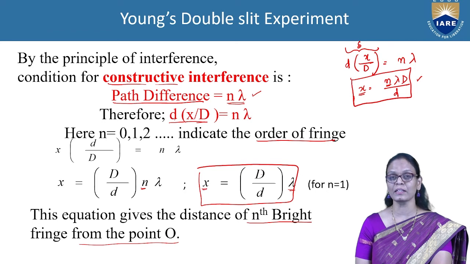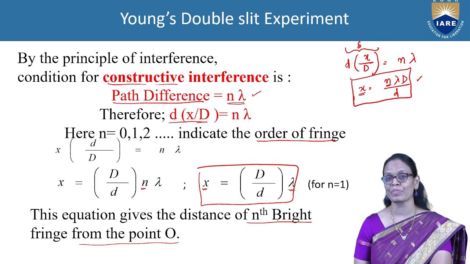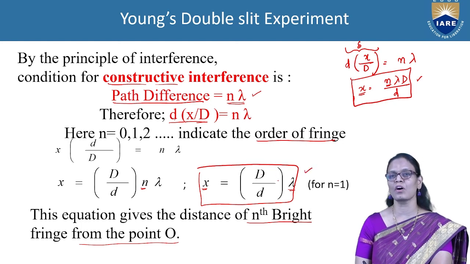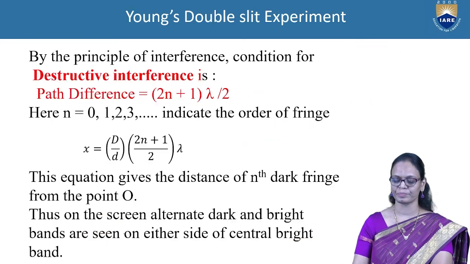Now this equation gives the distance of the nth bright fringe from the central point O. So what is X here? It is the distance of the nth bright fringe. Here if I am talking n is equal to 1, it will be the first bright fringe from the point O. So we have derived the expression for the distance of the nth bright fringe from the central point O.